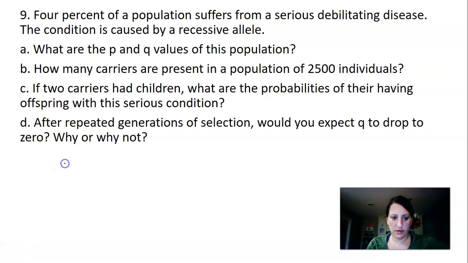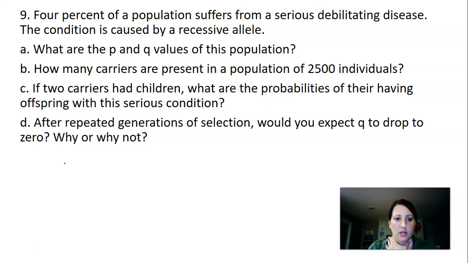Okay, so question number 9 is another long one. So again, I've got a nice blank page following. Okay, so it says 4% of a population suffers from a serious debilitating disease. The condition is caused by a recessive allele. Okay, so there we go. We start off with Q squared. So Q squared equals 4% or 0.04.